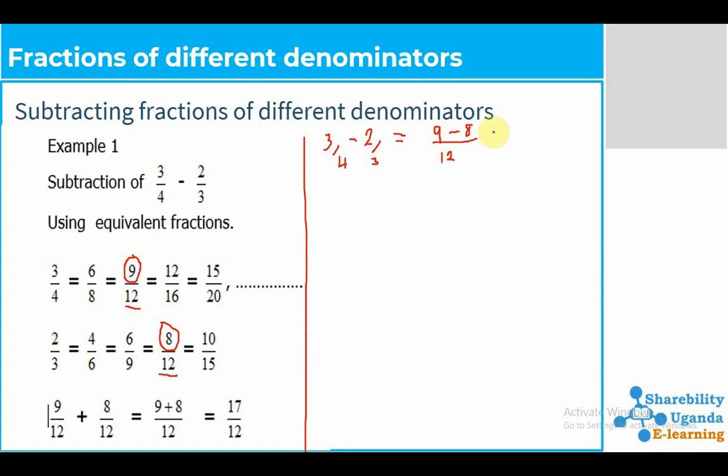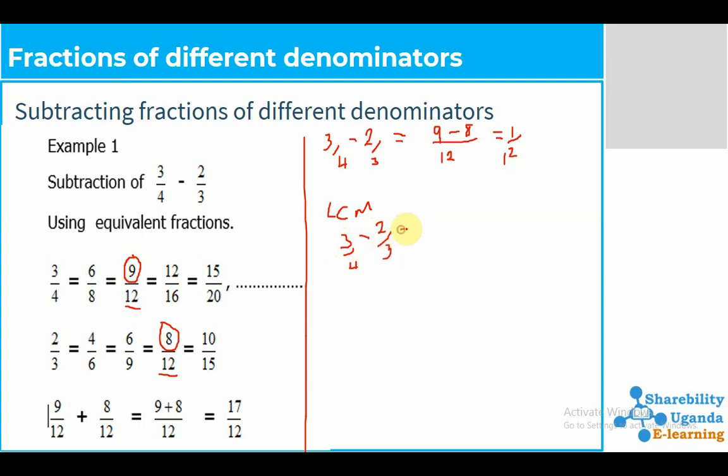Here, we shall be able to get 1 out of 12. Is this answer really good? Okay, let's try to prove it. Let's try to use another method for the LCM, and see whether we are going to get the same answer. So here we shall have 3 out of 4 minus 2 out of 3.